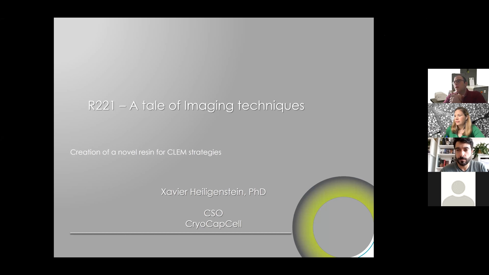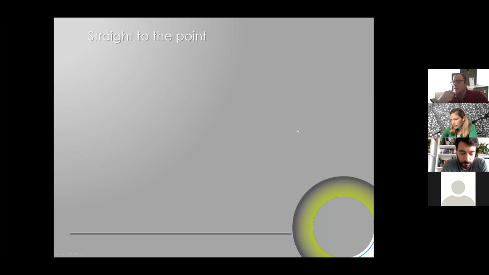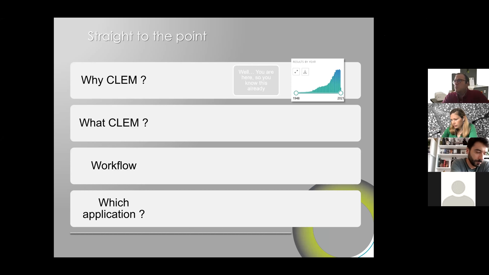So what I'd like to present to you is more or less how we got to create the R221 and where we are at the moment, but it's not a completely finished project. And those of you that are using the resin already know that there are a few things that are still missing or are still under development. So I'll go straight to the point.